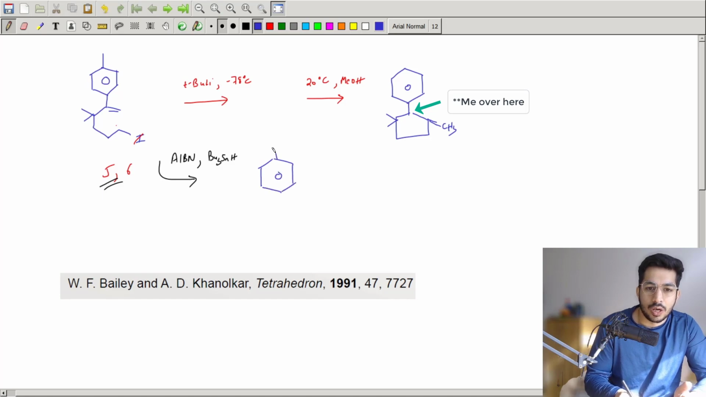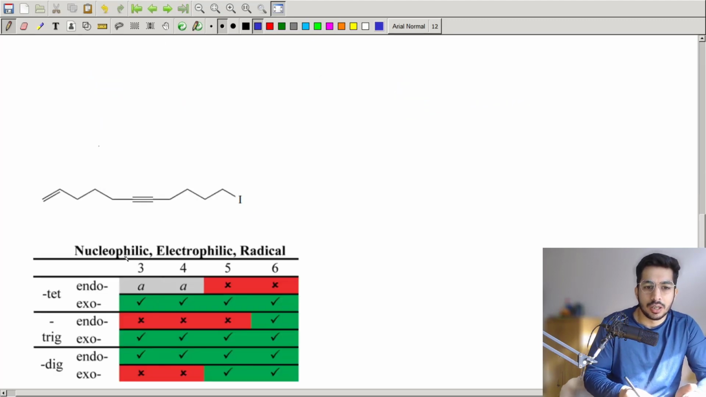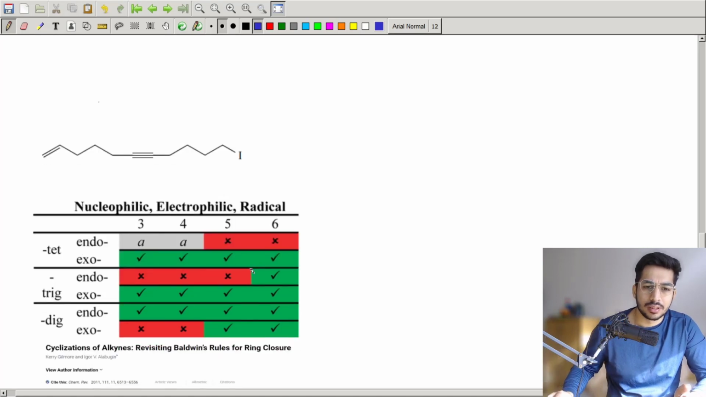Okay, so how do you actually go about the rules of such reactions? Well, they follow Baldwin's rule. Okay, they follow Baldwin's rule. I will show you Baldwin's rule over here. Many of you might already know about this. In fact, you should know about it, the Baldwin's rule of cyclization.